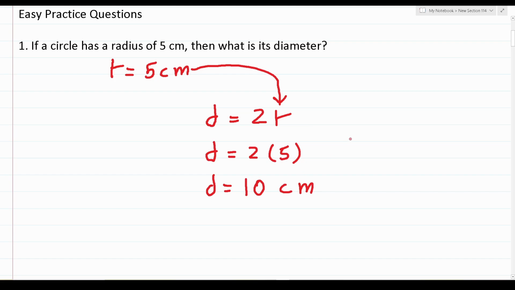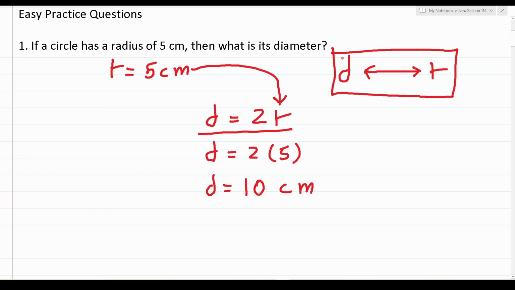Let me stress this. If you know the diameter of a circle, you can find out what its radius is using this formula right here. Likewise, if you know what the radius of a circle is, you can quickly find its diameter. That's going to be very important once we get to the challenging word problem. So again, if you know the diameter, you can quickly figure out what its radius is. If you know what the radius is, you can quickly figure out what its diameter is. All right, so that's that one.